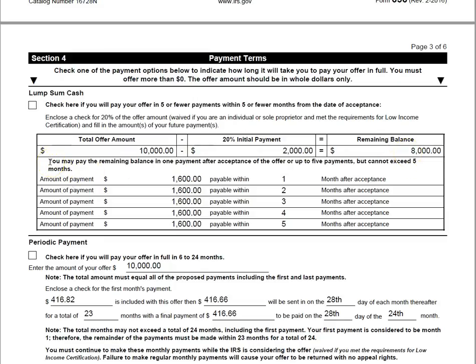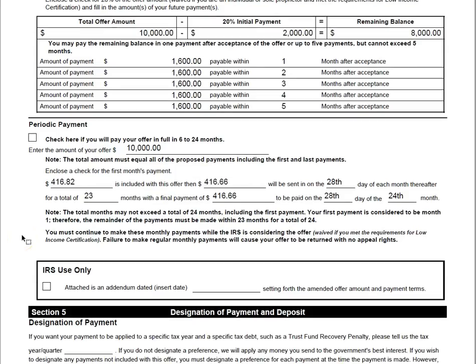Now, with the lump sum cash offer, you can pay that balance off over 5 months after acceptance of the offer. So you don't have to pay anything while it's in review, but your payments cannot exceed 5 months to qualify for this. So here you can see that we've broken down the remaining $8,000 into monthly payments of $1,600 a month for the 5 months after acceptance.